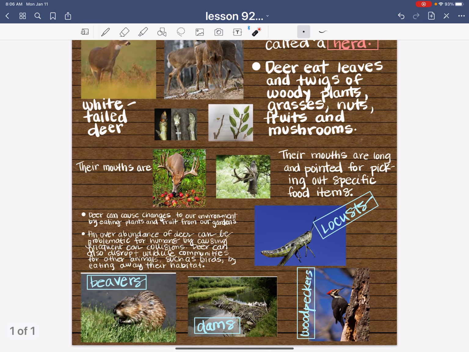Deer can also disrupt wildlife communities for other animals such as birds by eating away their habitat. Because see, they're eating away the plants and the grass, and they're taking away the twigs, which is what birds use to make nests, those type of things. Probably the most aggravating is right here. Deer being problematic for people because we hit them in our vehicles, and whoo, that just is not fun.